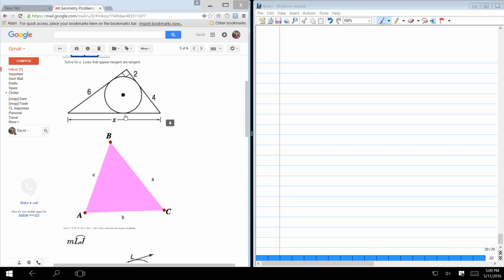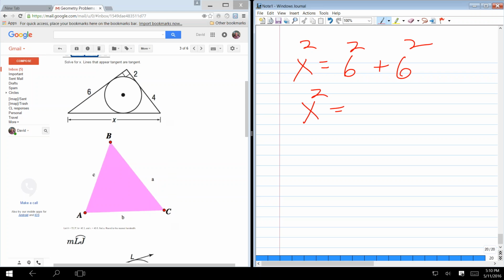Now this baseline is what? The hypotenuse of that right triangle. Yeah. So what's the formula? A squared plus b squared equals c squared. Yeah, well what's a squared? One of them is 6 squared. The b side is also 6. So x squared is equal to 72. X is the square root of 72.